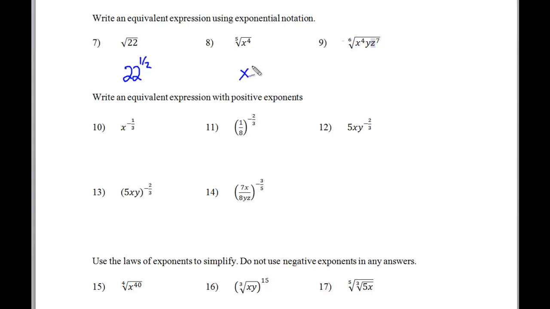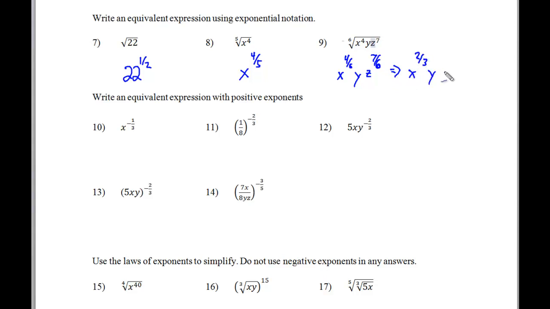Now, is this going to be x to the 4/5 power or the 5/4 power? It would be 4/5, because the index is 5 and the power associated with the variables on top. Now when we move to problem 9, we're going to see this is x to the 4/6. This is y, and z to the 7/6. Now we're going to do some simplification because 4/6 can be reduced to 2/3. So we're going to have this as x to the 2/3 power.